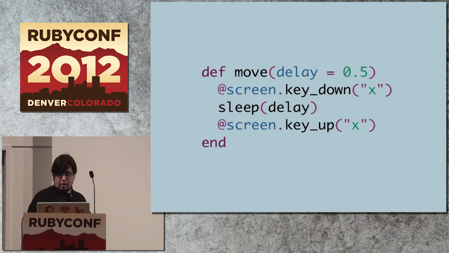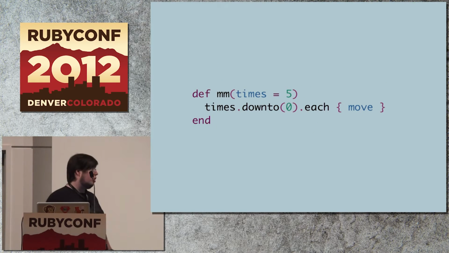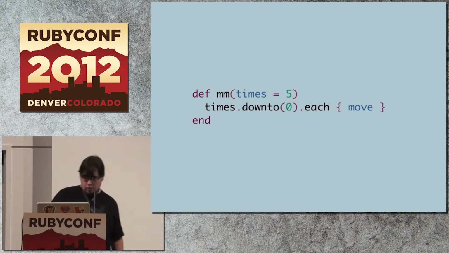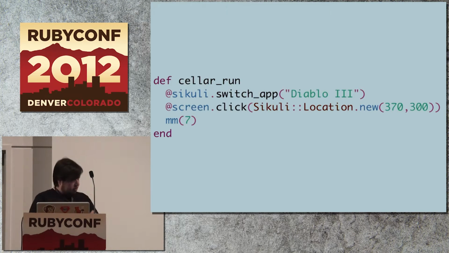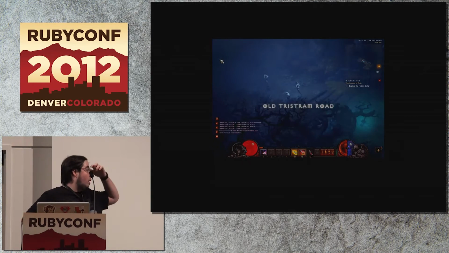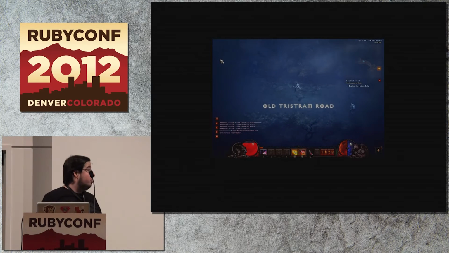With that, I was also able to make a multi-movement method. Really simple, hackish, lame. And with that, you can say how many times you want to move the bot. So we can do stuff like that. And say, after you click on this point, keep moving 7 times. That's what we would get. It's going to click and continue walking for 7 times.